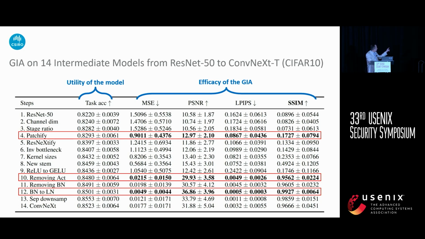More importantly, we can see that 3 steps stand out. They are patchify, removing activation, and batch normalization to layer normalization. As you can see here, if you focus on line 4, 10, and 12, you can see the efficacy of a GIA shows a significant jump about those 3 steps. And those are the primary causes that lead to transformers vulnerability in terms of privacy.